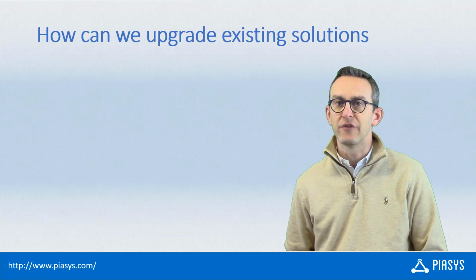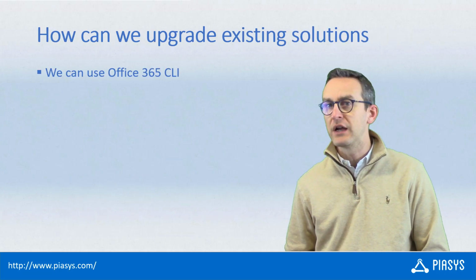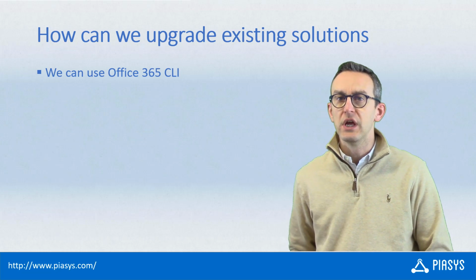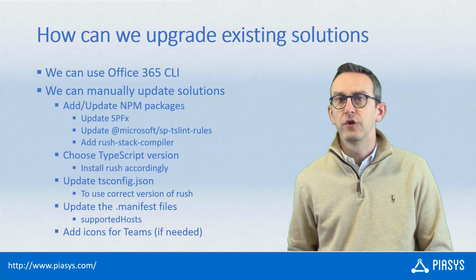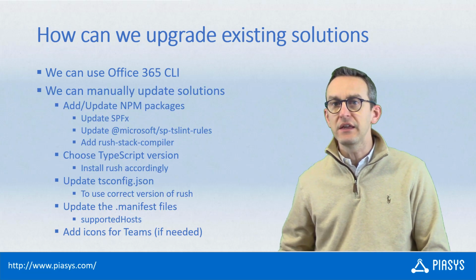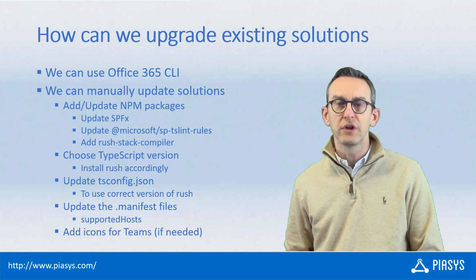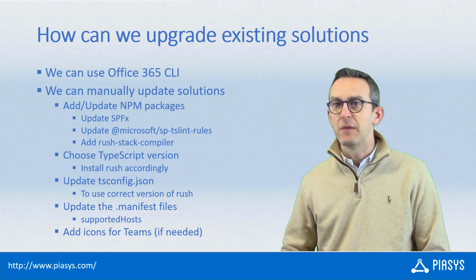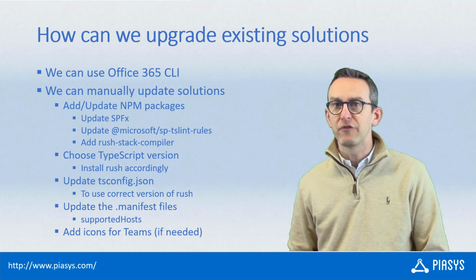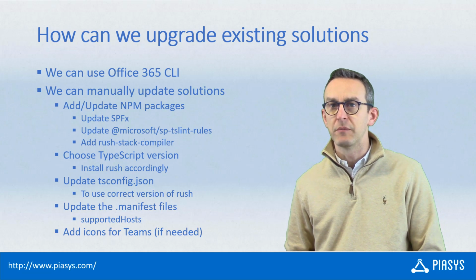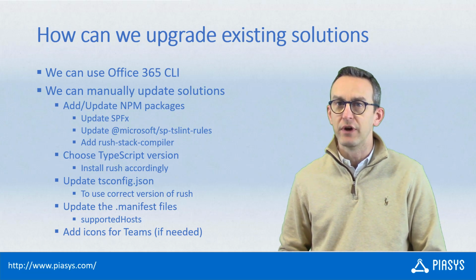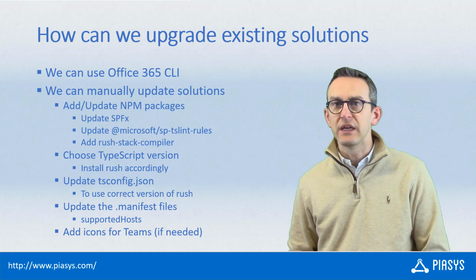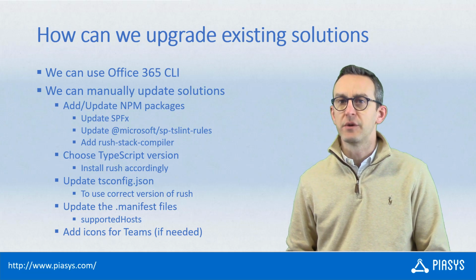In order to do that, you have at least a couple of options. The very first one is to use the Office 365 CLI tool to see what are the steps you need to follow in order to upgrade your solution. Or you can just follow those steps, which are basically upgrading all of the npm packages in your solution, updating some of the config files like the tsconfig file or some other manifest file of your web part, for example, to provide the supported host capabilities for those web parts that you have in your solution. And of course, to slightly adapt your code to make it buildable with the latest version of SharePoint Framework.